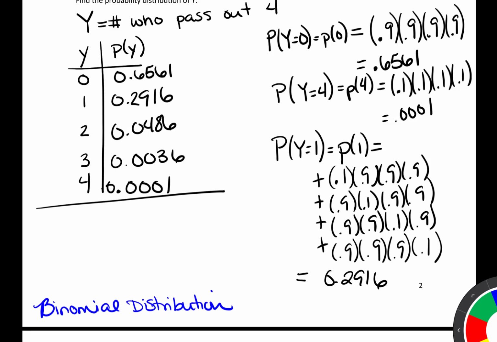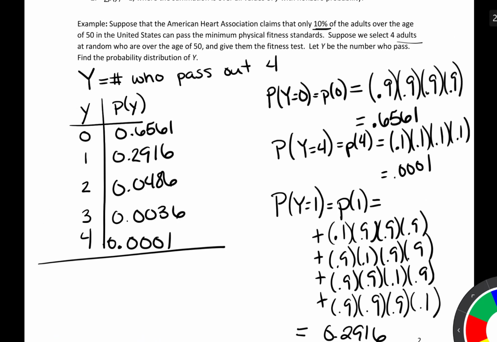Notice we're looking at the number of people who pass out of 4. And so the options we have are 0, 1, 2, 3, and 4, and we have their corresponding probabilities. So this table right here defines the probability distribution of y. We have all of the potential values for y and their corresponding probabilities.